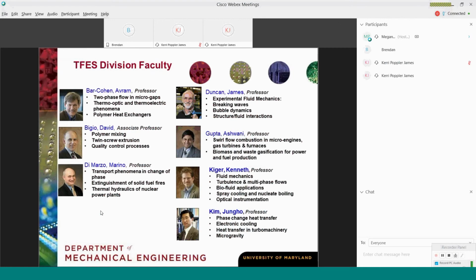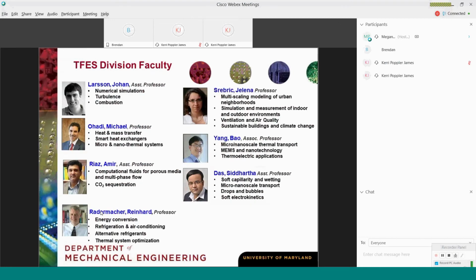And here is the second half. With Johan Larsson up on the top, one of our new assistant professors, or old assistant professors, and Siddartha, also a new person here.